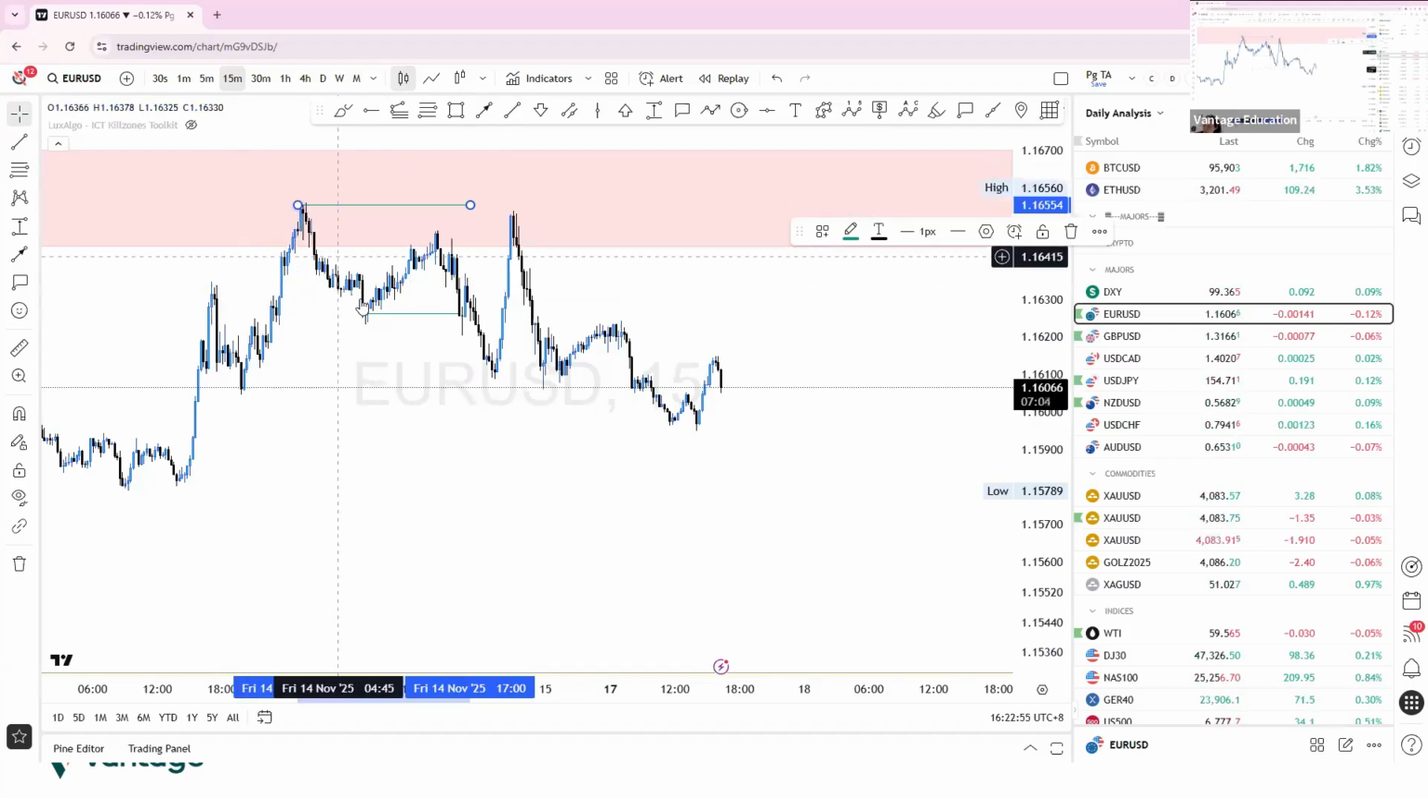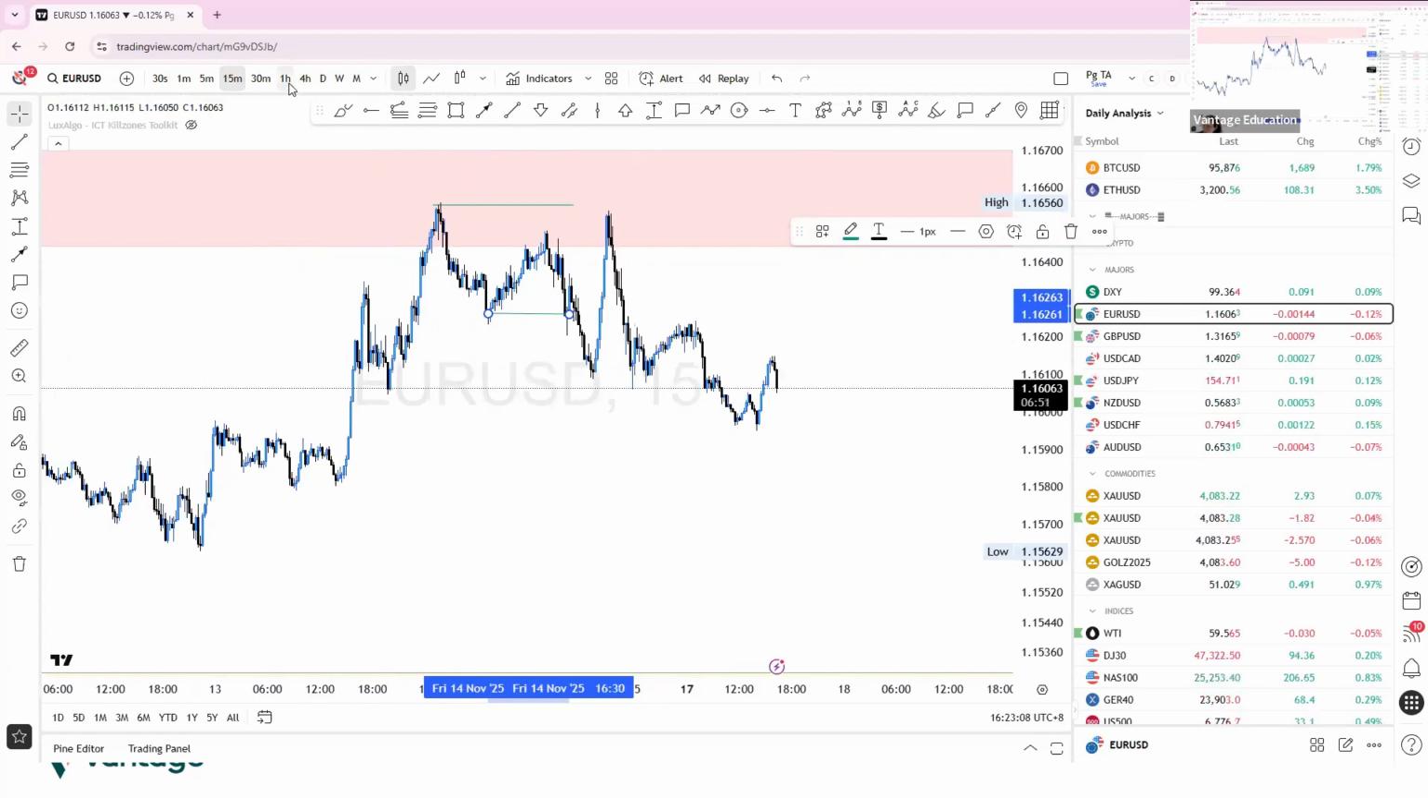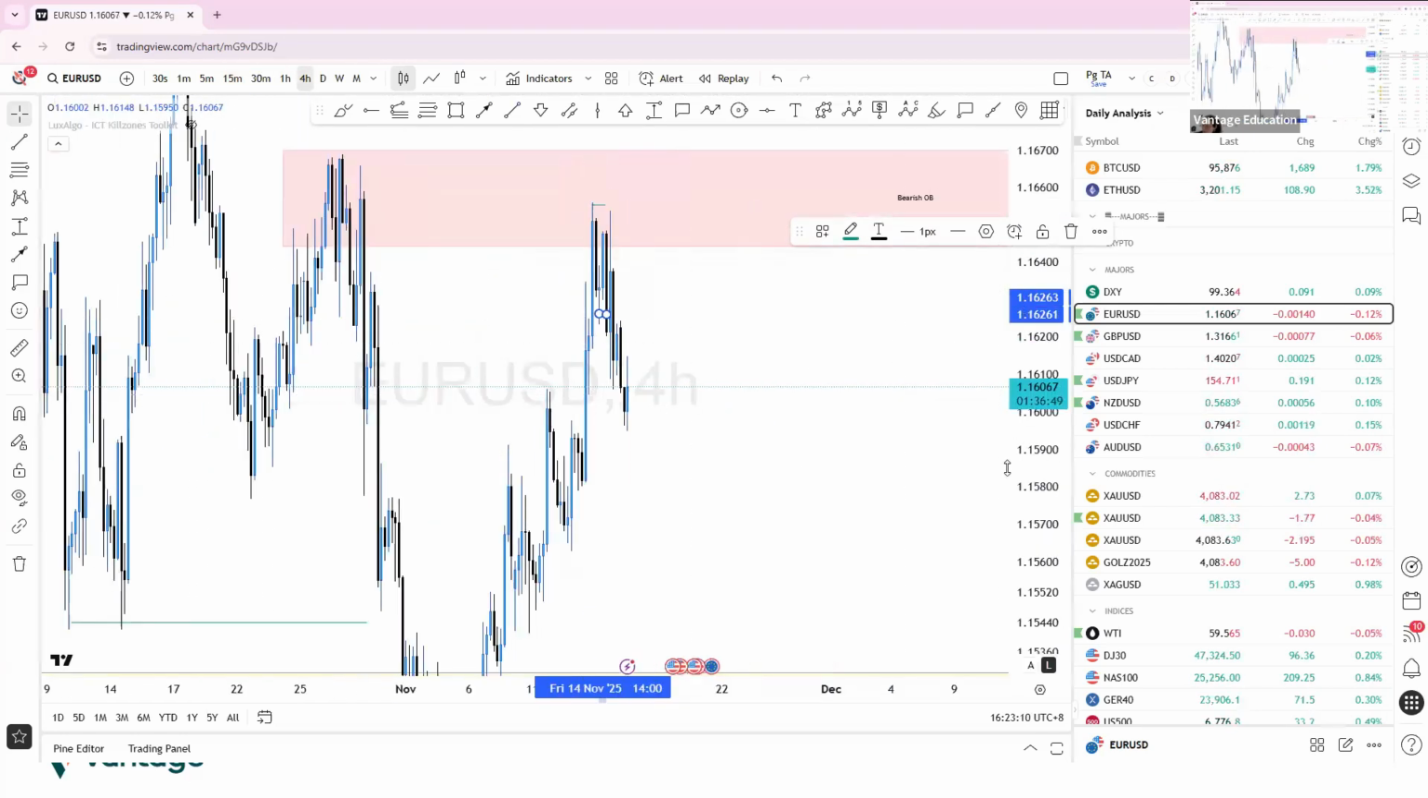And then there was a lower low. This is a weak low that cannot push the price all the way to this high. Okay, so you see that. And then after that, price goes back up here and continues to make a breakout of structure. Okay, we go to the H4.